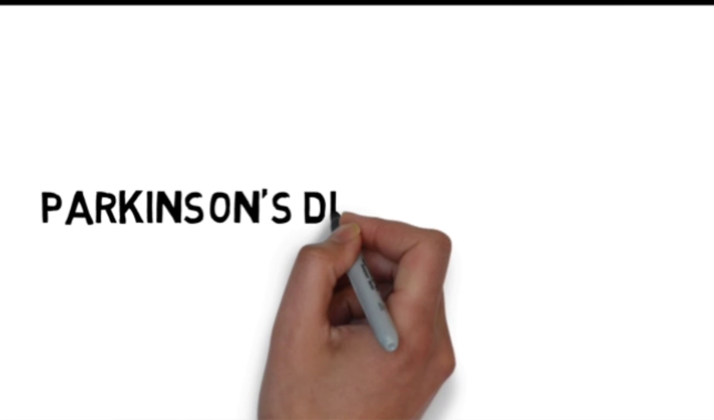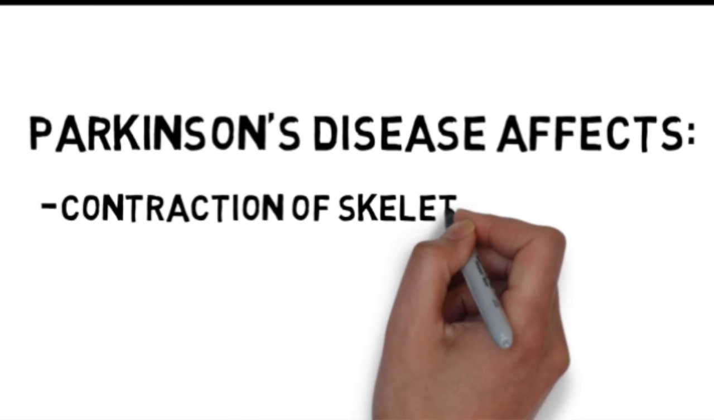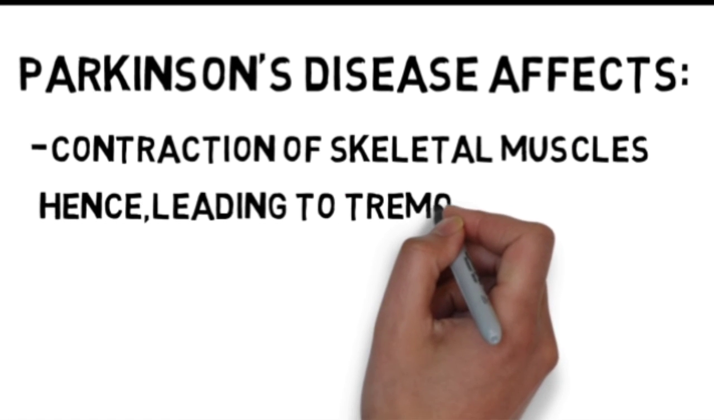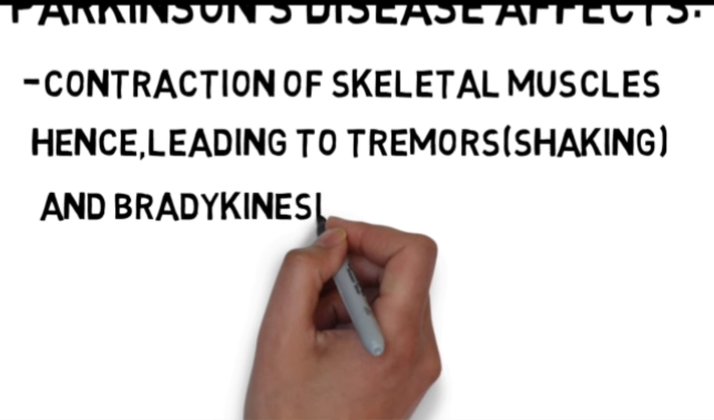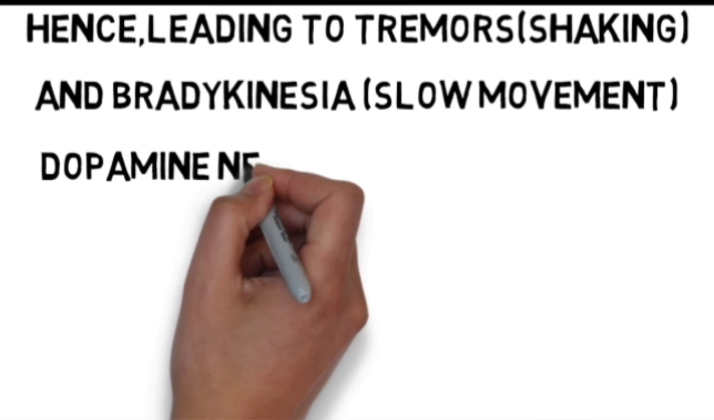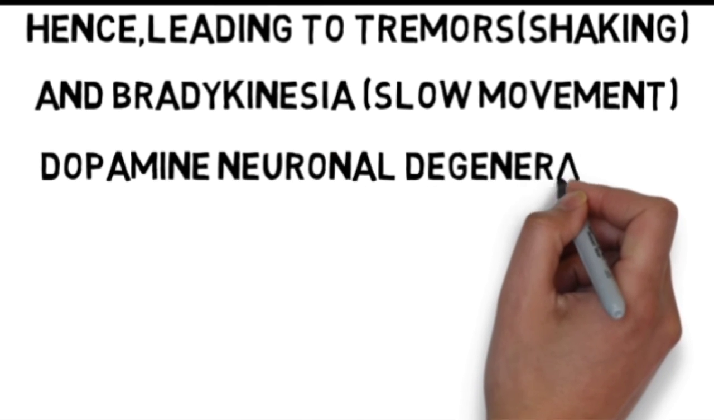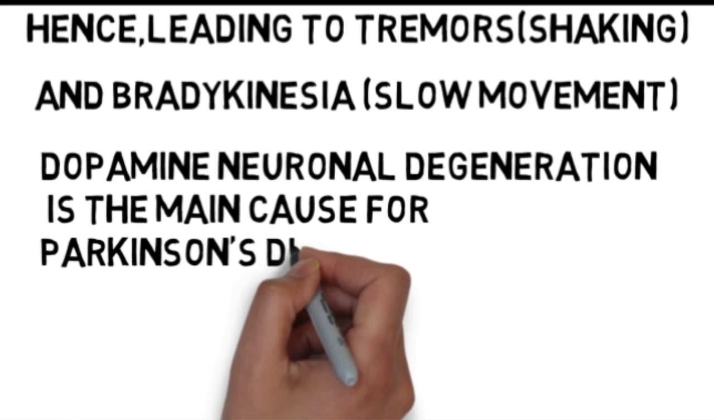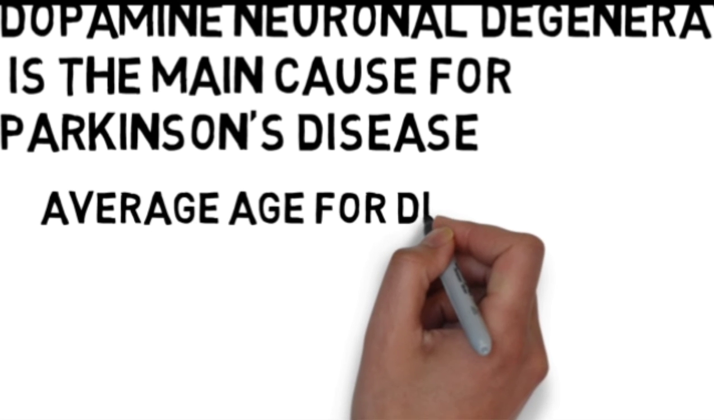Let us now see the effects of Parkinson's disease. It disturbs the normal contraction of skeletal muscles, hence leading to tremors, that is shaking, and bradykinesia, that is slow movement. Dopamine neuronal degeneration is the main cause of Parkinson's disease. It is most common in old age people, hence the age for diagnosis is 62.